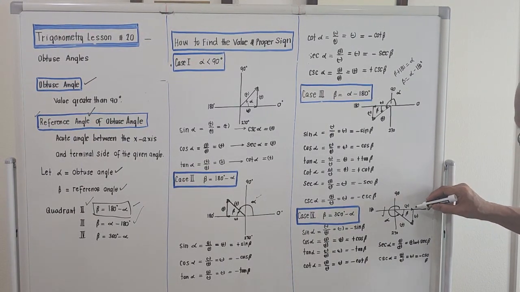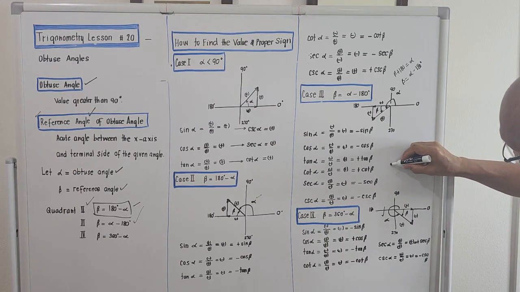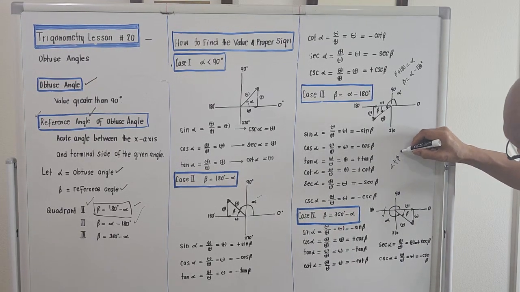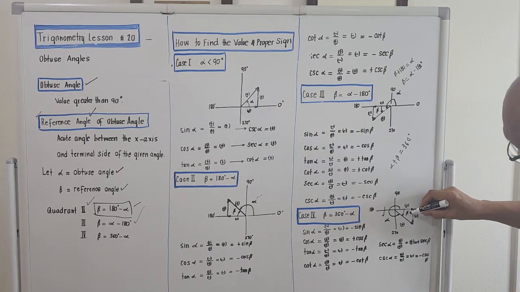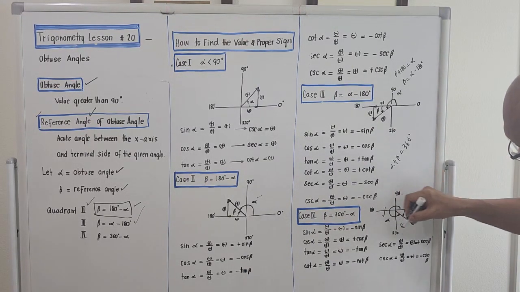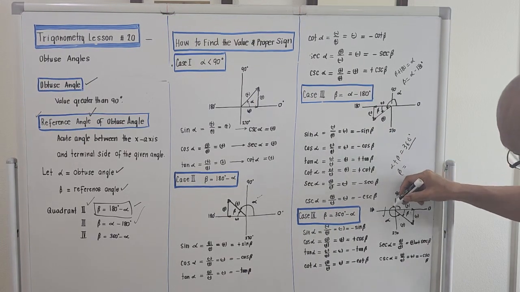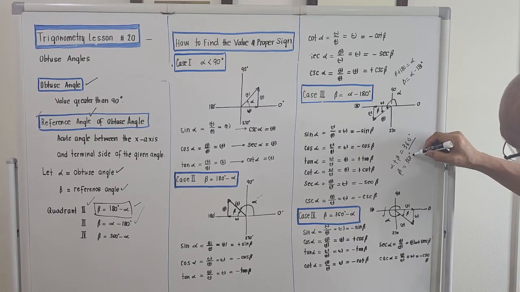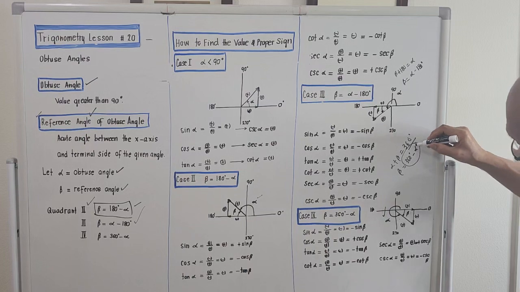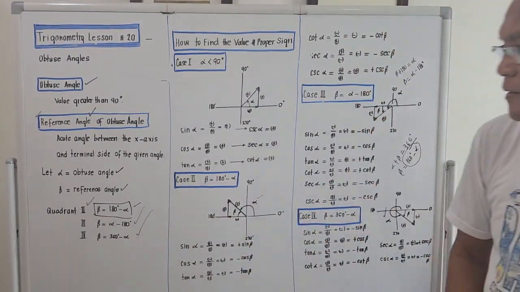Beta should be equal to 360 minus alpha, because alpha plus beta equals 360, right? Beta plus alpha is one complete revolution, and that should be 360. So if we compute for beta, if it falls under quadrant number 4, it should be 360 degrees minus alpha. 360 degrees minus alpha. Okay.